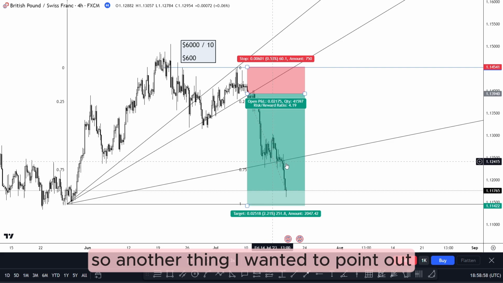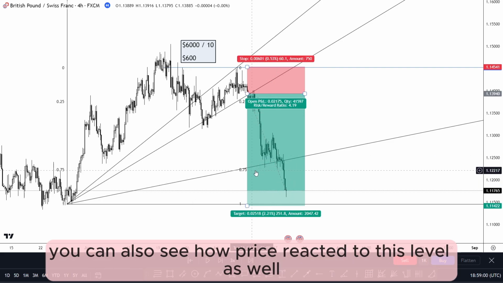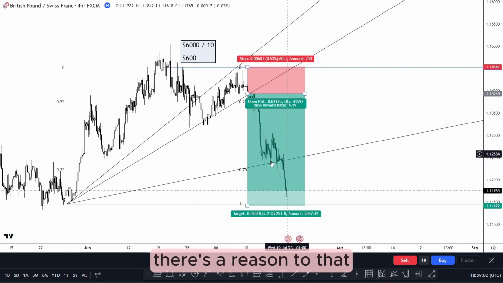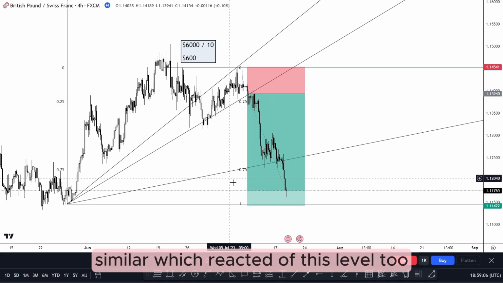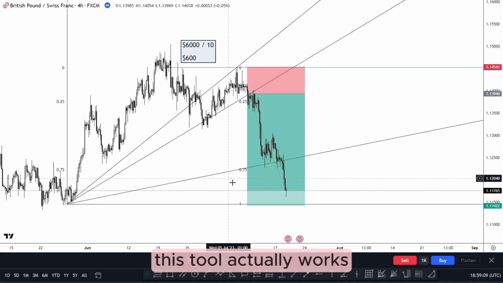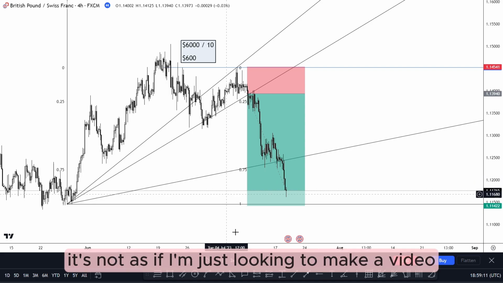Another thing I wanted to point out, you can also see how price reacted to this level as well. There's a reason for that. It reacted off this level, in a similar way it reacted off this level too. So for you to know how this tool actually works, it's not as if I'm just looking to make a video.